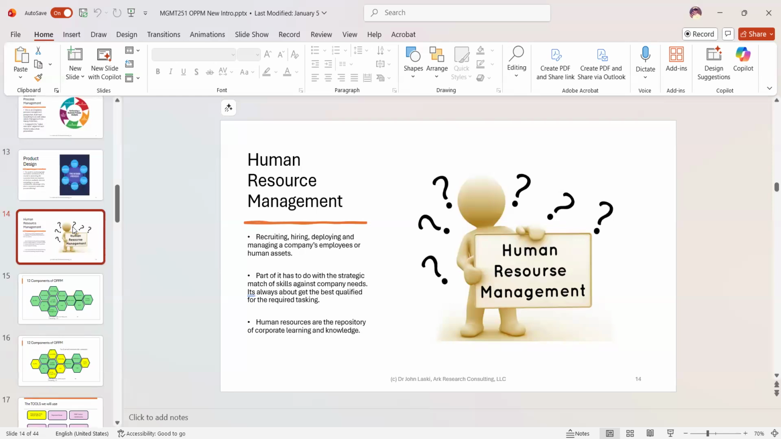Human resource management involves recruiting the right people, hiring the right people, deploying and managing the company's employees, or human assets, if you will, in the right ways, to optimize what? Well, to optimize operations, minimize costs, maximize profits. Part of it has to do with the strategic match of skills against the company's needs, and it's always about getting the best qualified for the required tasking. Human resources are, after all, the repository of corporate learning and knowledge.